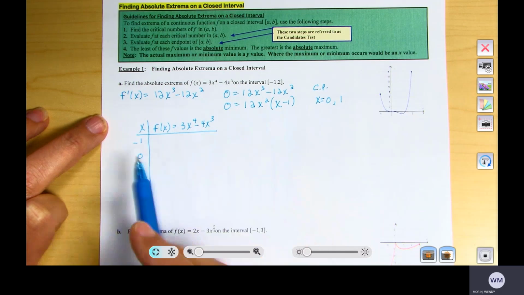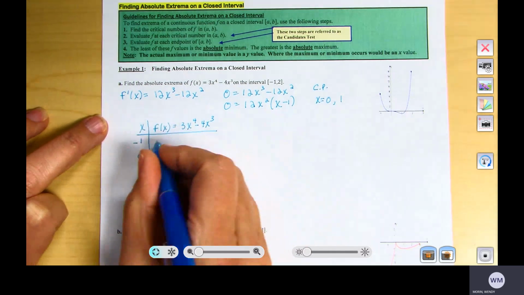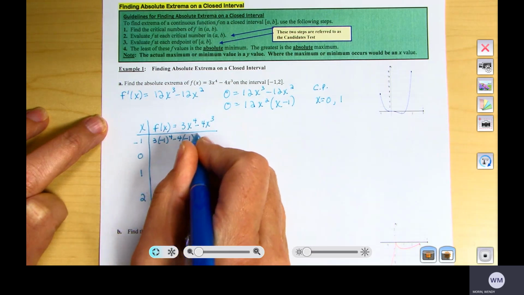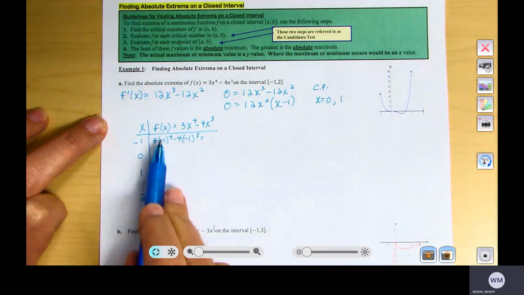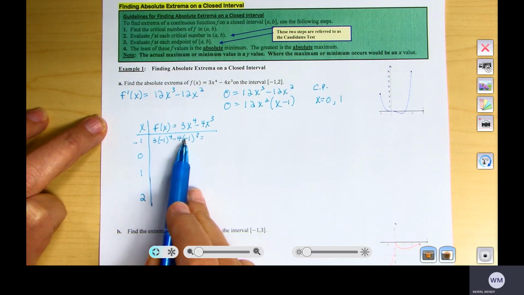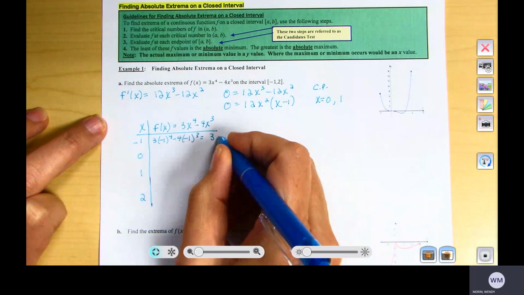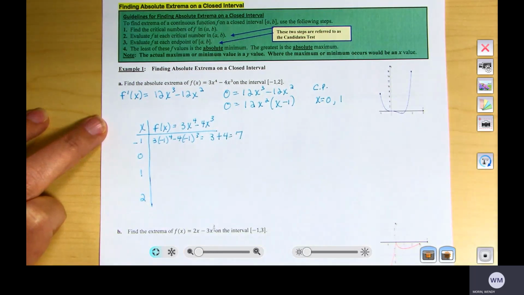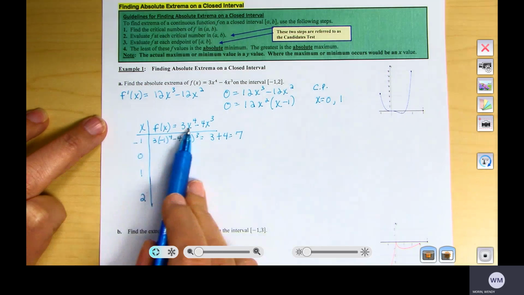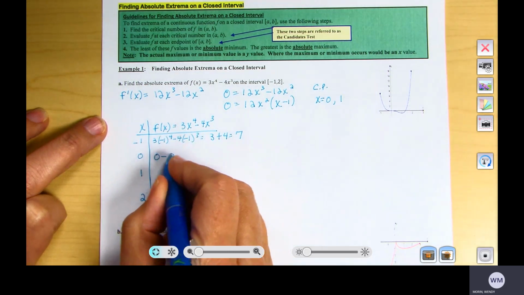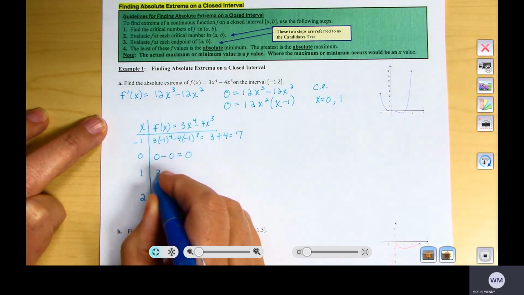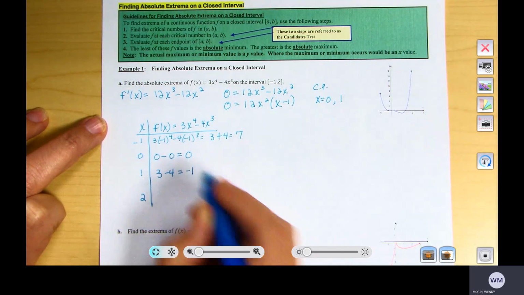Okay? So if we go ahead and we plug in a -1, that's 3 times a -1 to the 4th minus 4 times a -1 cubed. Well, that's going to be positive. And that's going to be a negative times a negative. So we end up with 3 plus 4, which equals 7. Okay. Now when we plug in 0, you're going to get 0 minus 0, which is just 0. When you plug in 1, you'll get 3 minus 4, which is a -1.